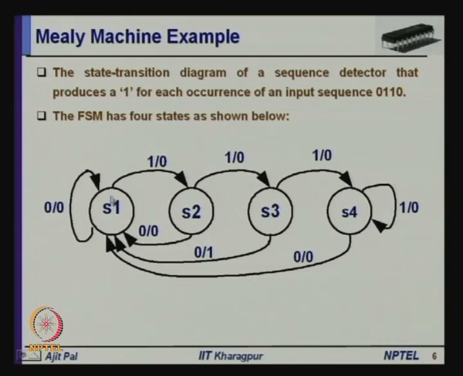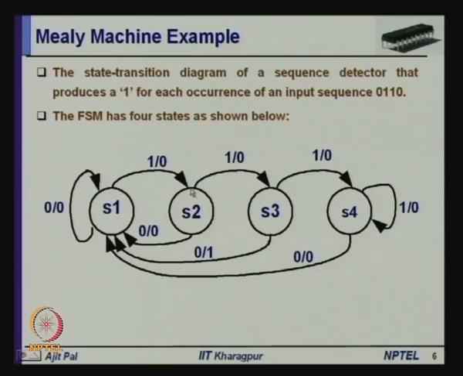Then if a 1 comes, it goes to state S2 by producing 0. However, if a 0 comes, it comes back to state S1. Again, if another 1 comes, it goes to state S3 by producing 0. Whenever it is in S3, if a 0 comes, it goes back to state S1 by producing 1, because it has fulfilled the requirement. That is our specification: it should produce 1 when the input sequence is 0 1 1 0.